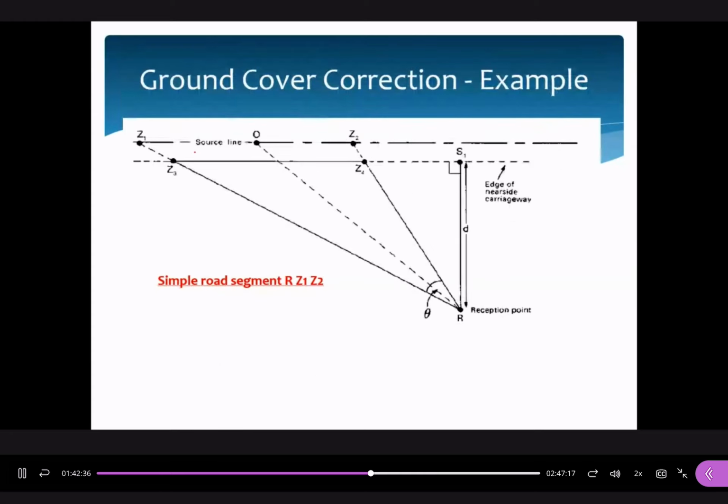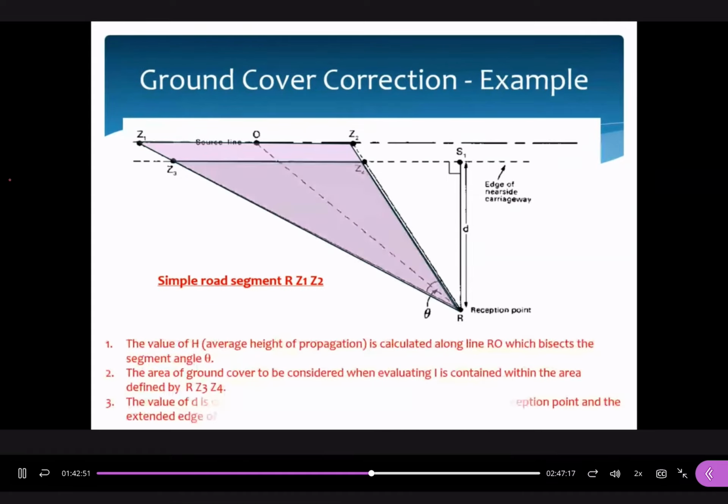Now in this one, we consider the segment here. This is a traffic road. Along this is the traffic road. This is the effective source that can generate the traffic noise. And the segment here, let's say we consider these segments. This is what we call the simple road segments, Z1 and Z2.